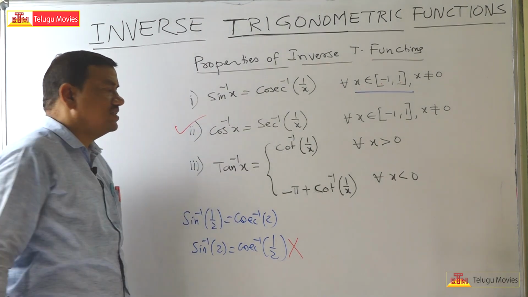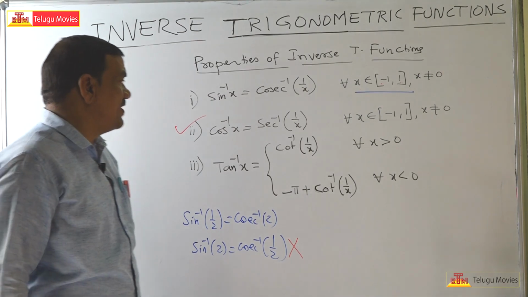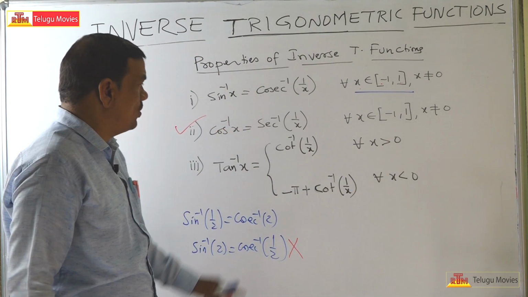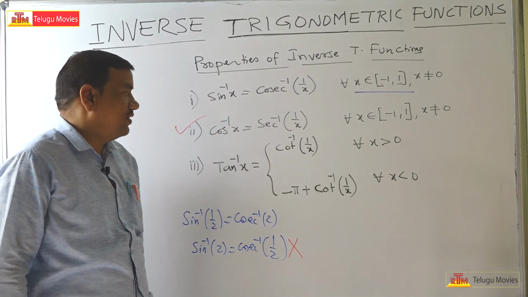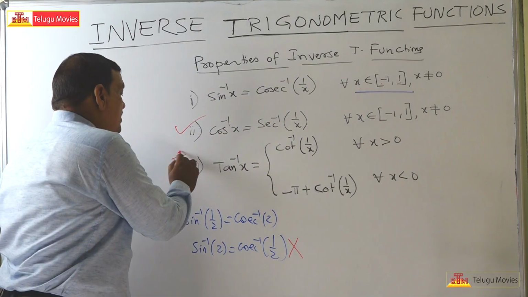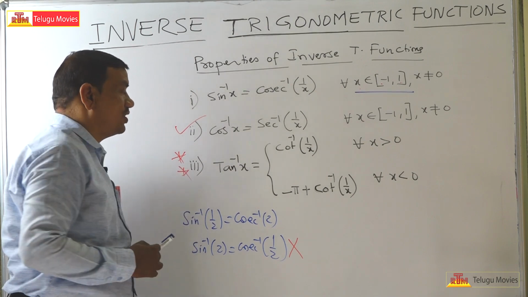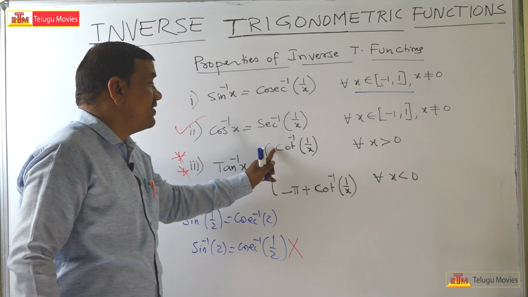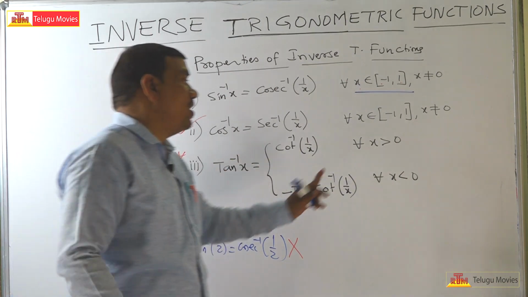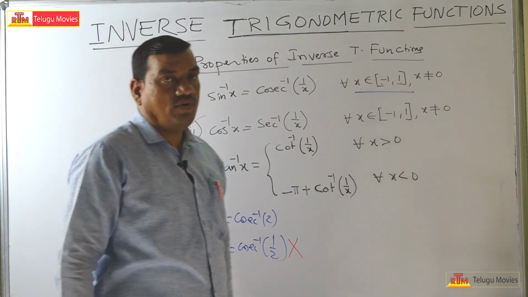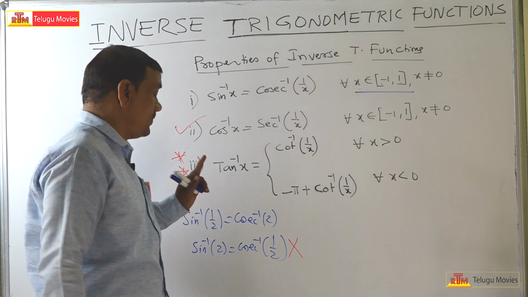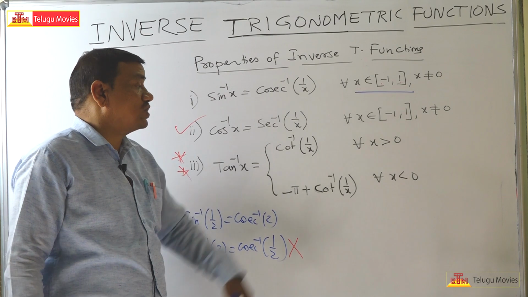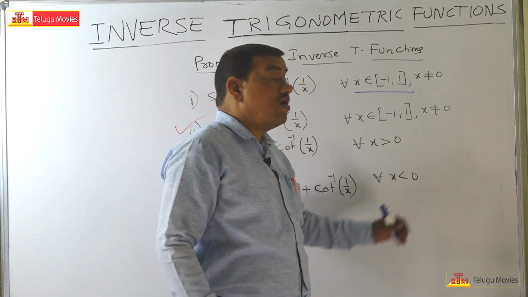Second is also the same thing. Cos inverse of x is equal to secant inverse of 1 by x, where x belongs to -1 to 1. Of course, x should not be equal to 0, because 1 by 0 is not defined. This is very, very important. Here you will get two formulas. Tan inverse of x is equal to cot inverse of 1 by x for all x greater than 0.